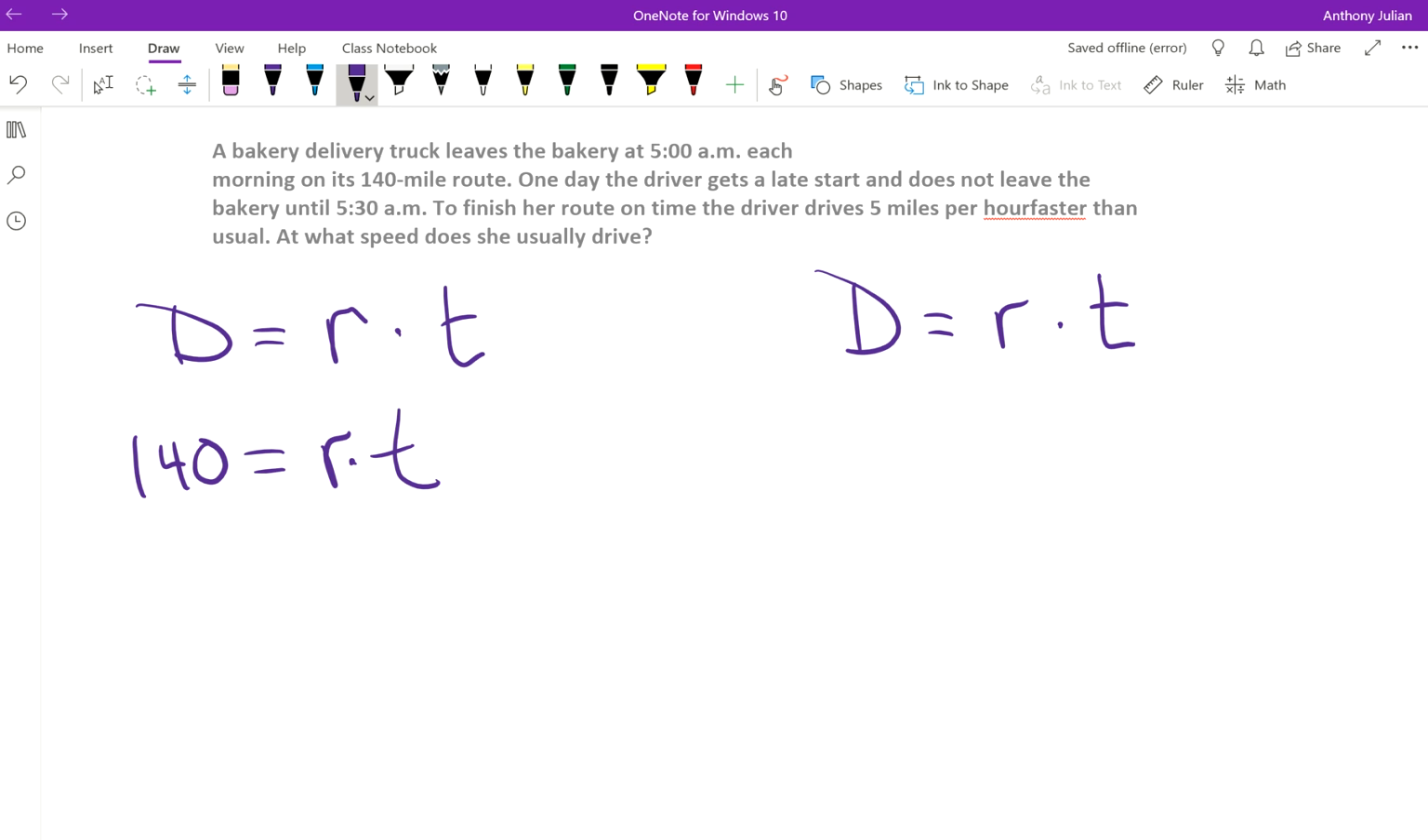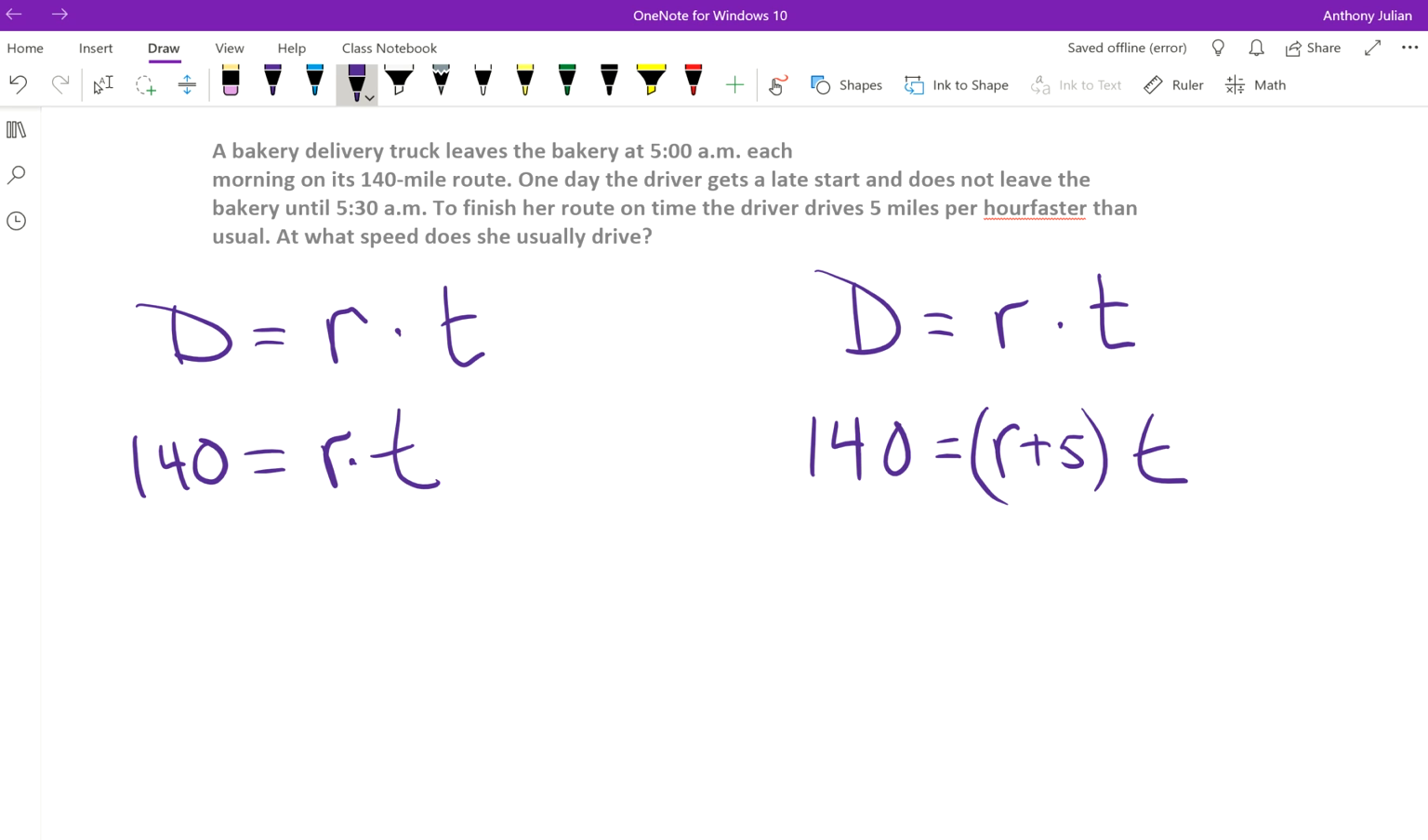One day the driver gets a late start and does not leave the bakery until 5:30 a.m. To finish her route on time, the driver drives 5 miles per hour faster than usual. At what speed does she usually drive? All right, so now this driver here is going to have 140, same person of course, equals the rate, and she's going to go 5 miles per hour faster than usual. So the rate is going to be R plus 5. And then times the time.